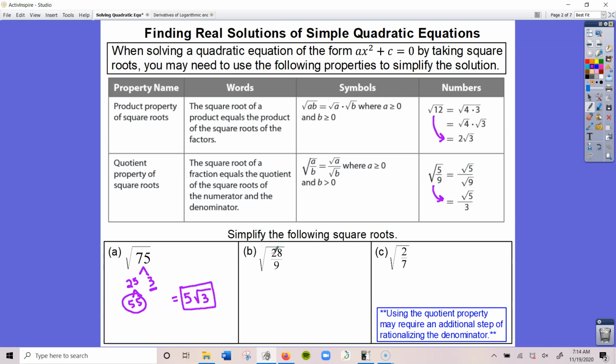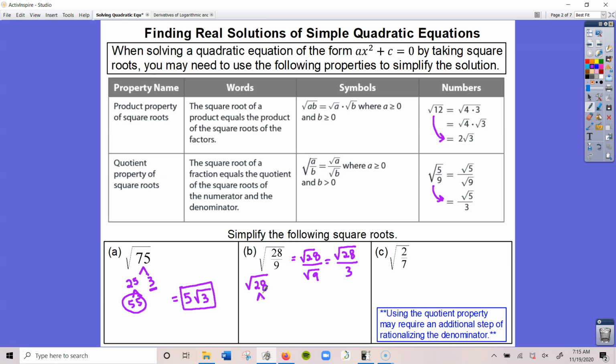Now the square root of 28 over 9. The square root of 28 over 9 is the same thing as saying the square root of 28 over the square root of 9. Now I don't know what the square root of 28 is, but I do know the square root of 9, which is 3. So right now, this is what I have. Now, whenever you are working with square roots, you always want to try to simplify the square root as much as possible. So let's see if I can simplify the square root of 28.